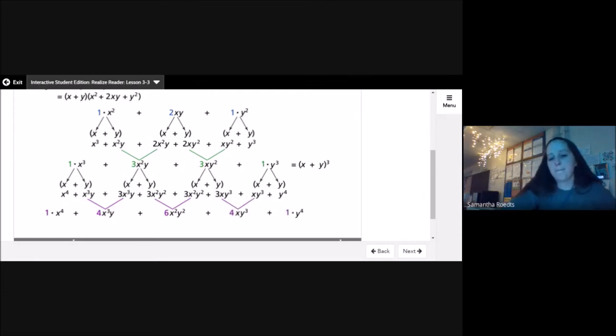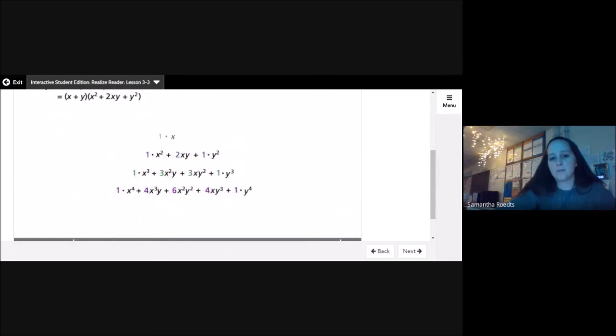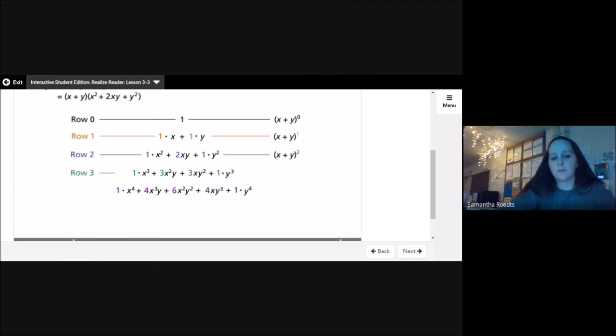This simplified polynomial is (x + y)^4. When the calculations are simplified, you can start to see a pattern. The coefficients of (x + y)^n are produced by adding the coefficients of (x + y)^(n-1). This produces an array called Pascal's triangle.